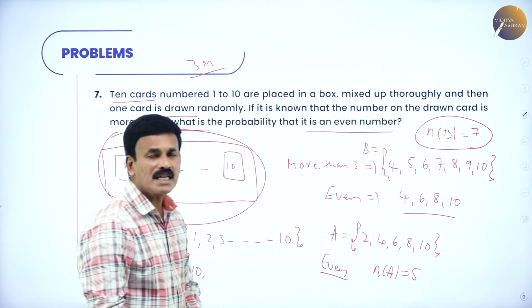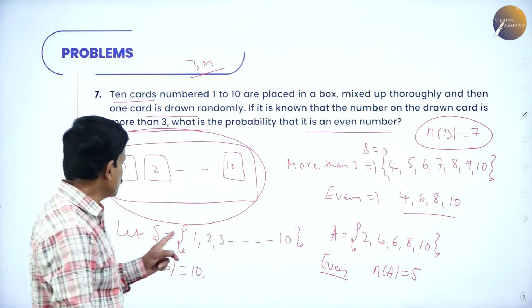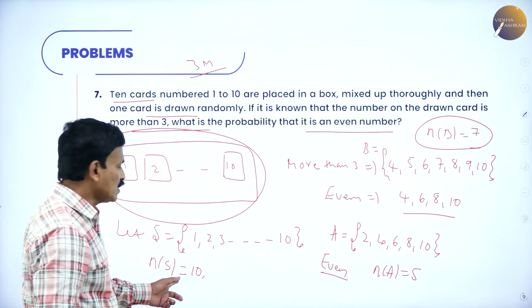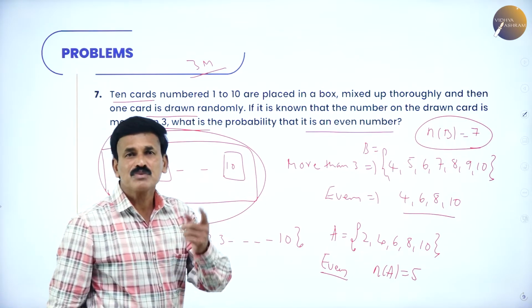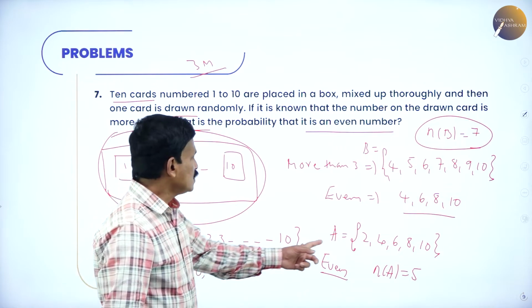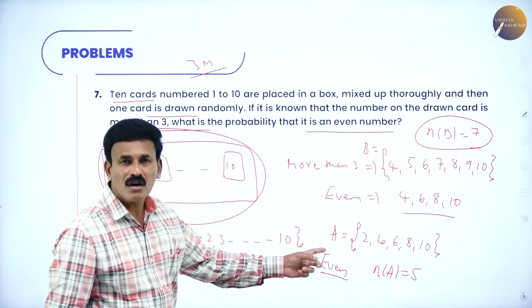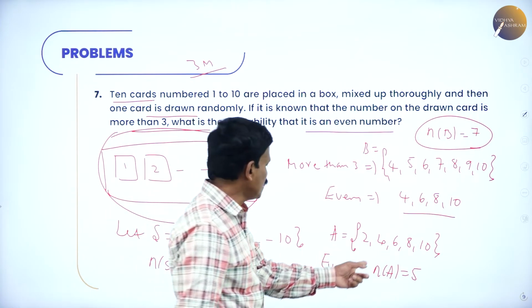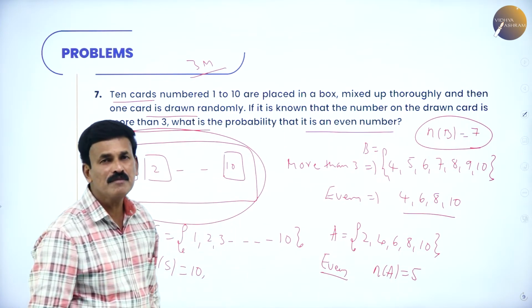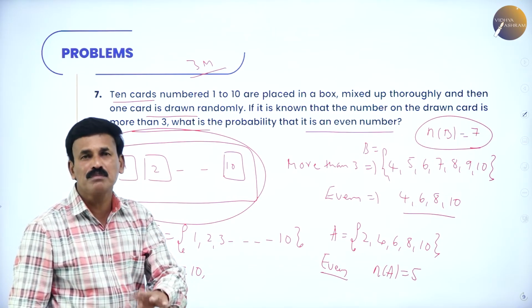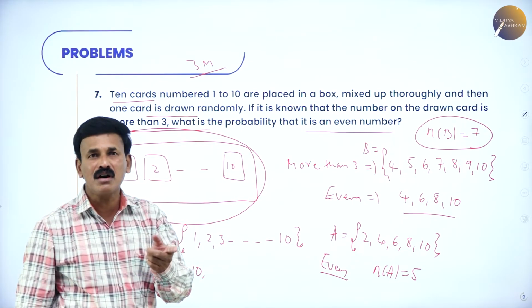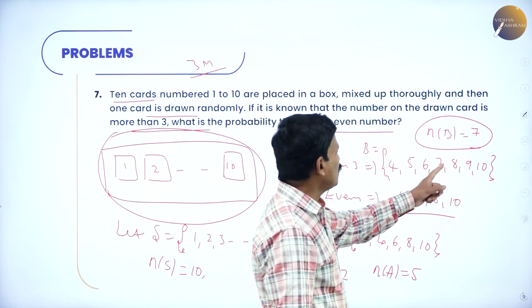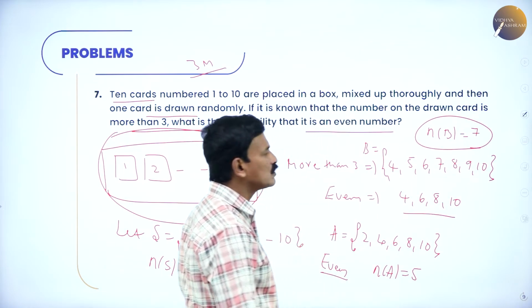Let us define the sample space S as numbers from 1 to 10: 1, 2, 3, 4, 5, 6, 7, 8, 9, 10. So n(S) is equal to 10. Let us define an event A such that the number drawn on the card is even: 2, 4, 6, 8 and 10. So n(A) is equal to 5. And one more event B that the number drawn is more than 3, means 4, 5, 6, 7, 8, 9 and 10. n(B) is equal to 7.